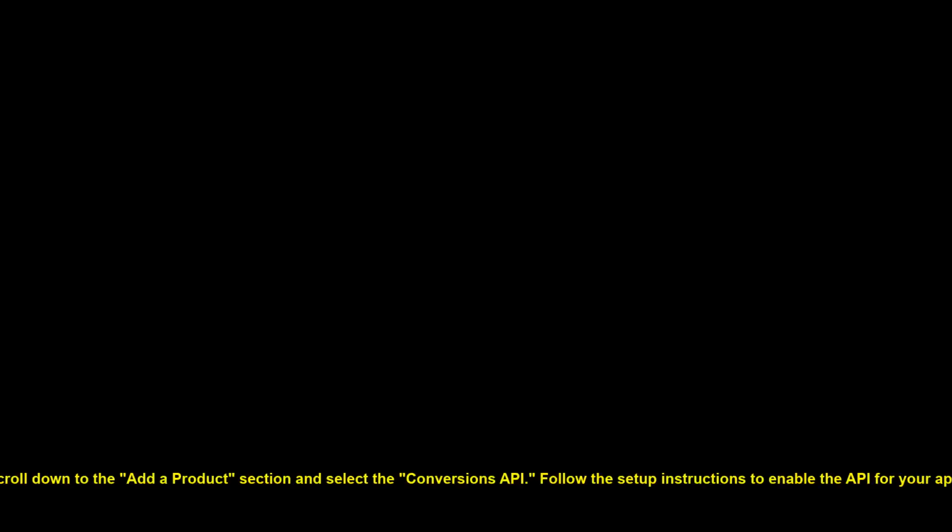Fill in the required fields, including the app name and contact email. After creating the app, go to the Settings section on the left menu. Scroll down to the Add a Product section and select the Conversions API. Follow the setup instructions to enable the API for your app.